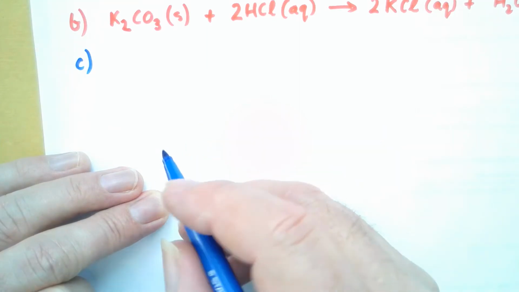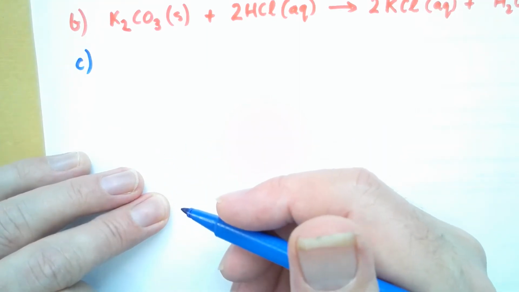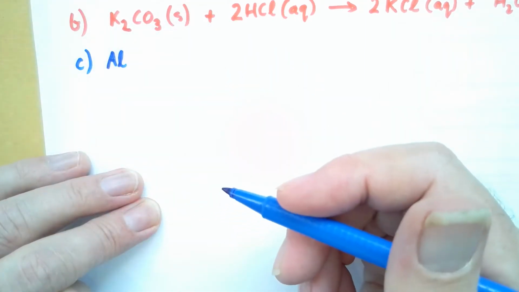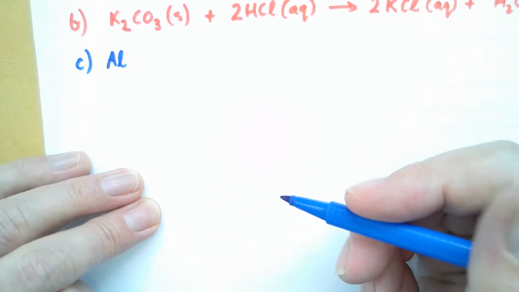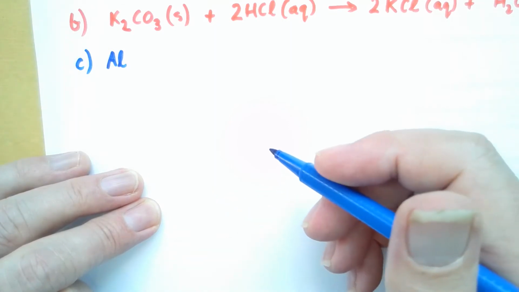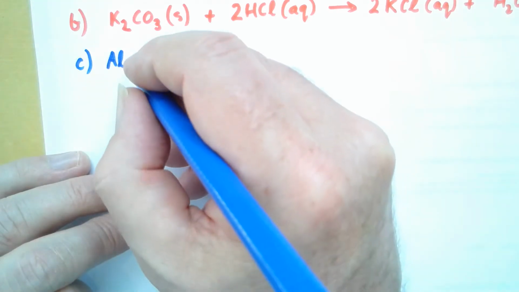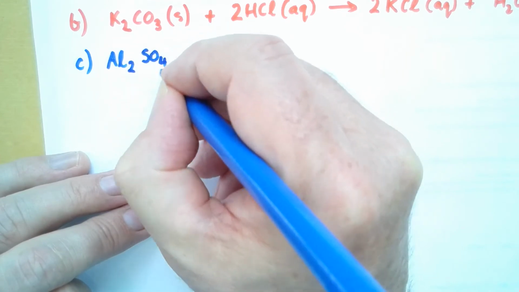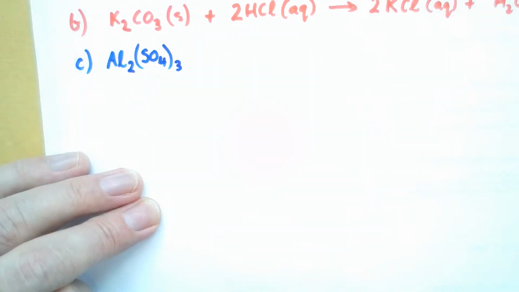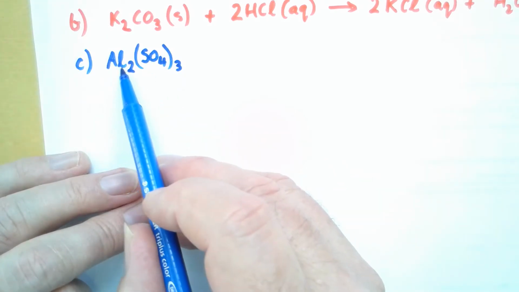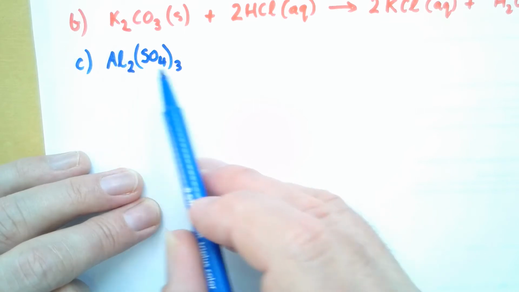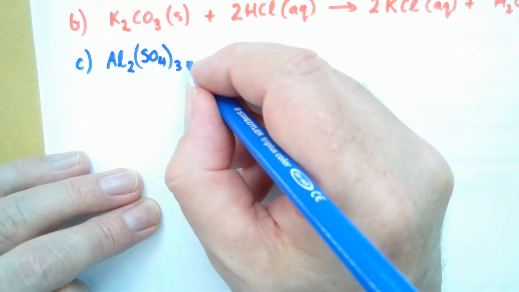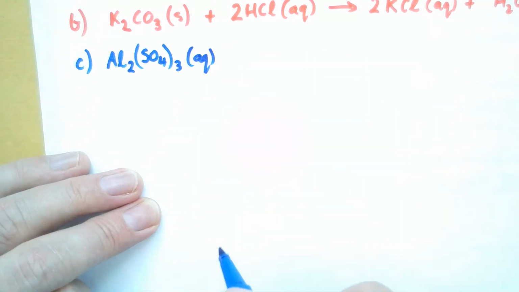Okay, in 3C we've got aluminium sulfate solution plus barium chloride solution. So aluminium, that's in group 3, so that will form a 3+ ion. Sulfate is SO4 2-, so we're going to have to balance the charges on those by having 2 aluminiums and 3 sulfates. So 2 times 3+ would be 6+, 3 times 2- will be 6-, and that's now electrically neutral. We've got that in aqueous solution.